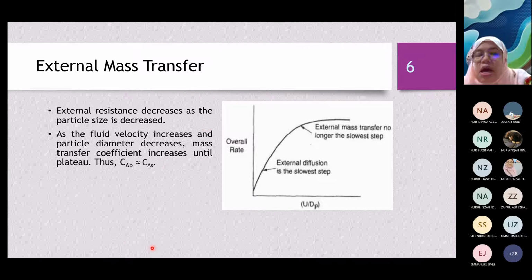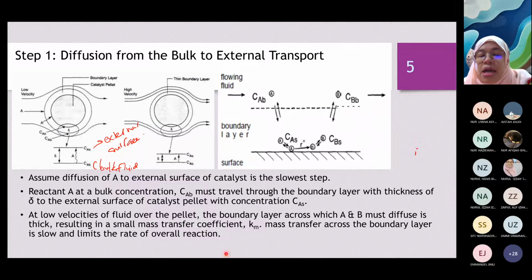Alright, so this is how the external mass transfer occurs, from the bulk fluid to the external surface of the catalyst. There is no calculation involved at the external surface. We just need to consider whether the catalyst we use is non-porous; if so, it will involve the calculation later because we want to calculate the rate of reaction at the external surface.